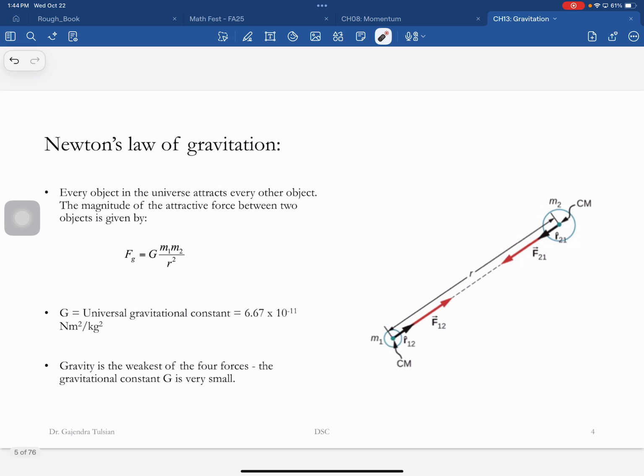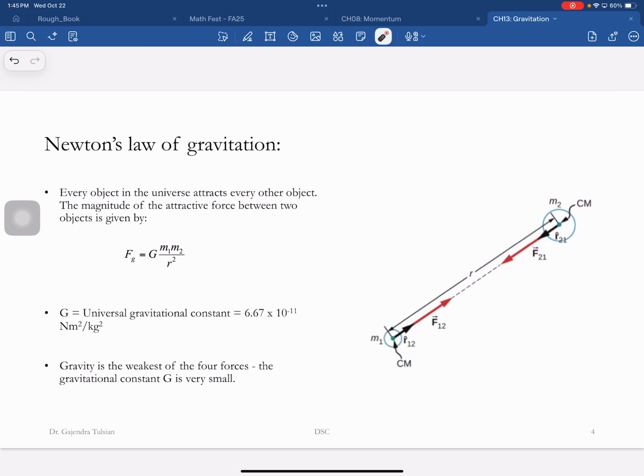All right, so what Mr. Newton told us was that every object in the universe attracts every other object. Okay, so every object attracts every other object. And what he gave us was a formula for the magnitude of this force. So this guy attracts him with a force, and this guy attracts him with an equal and opposite force. All we need is a formula for the magnitude of this force. And there's the magnitude of this force. So the magnitude of the force is given by the product of the masses divided by the distance squared.